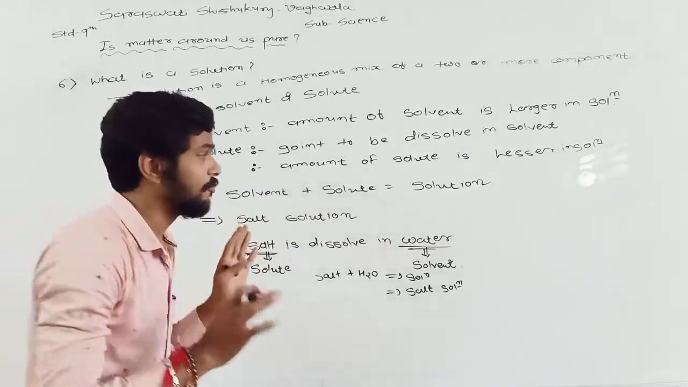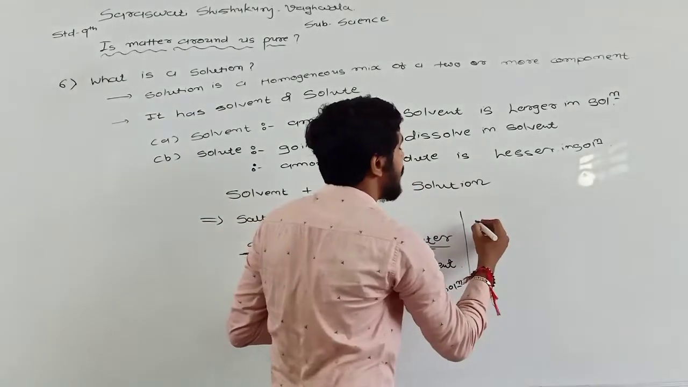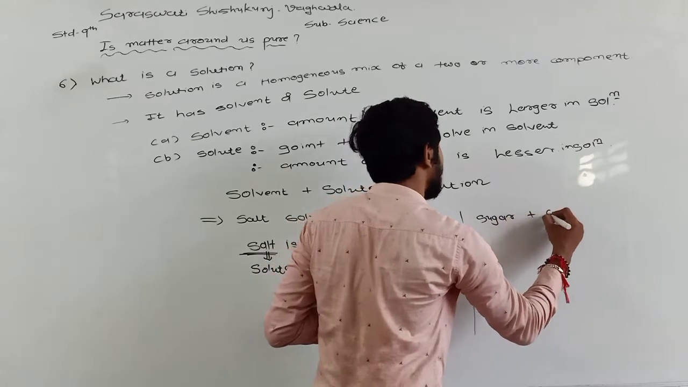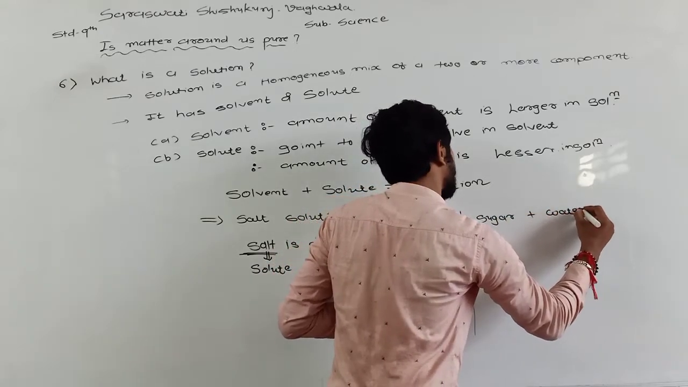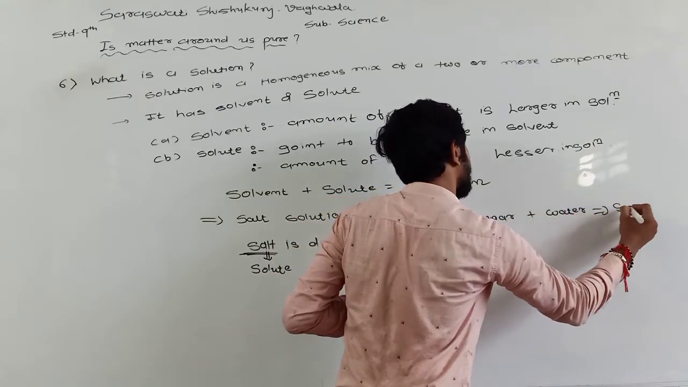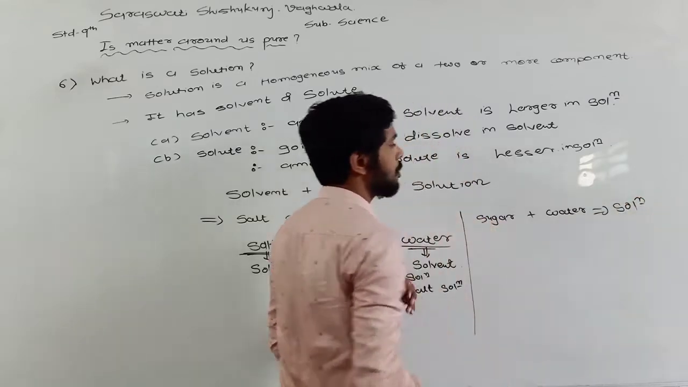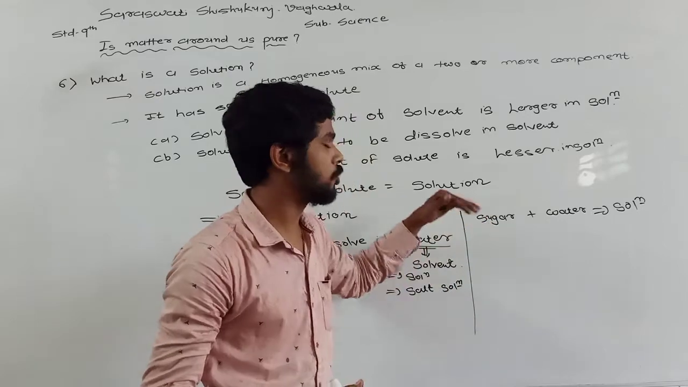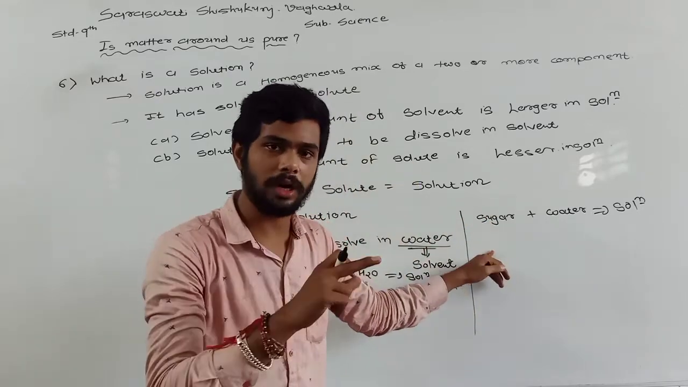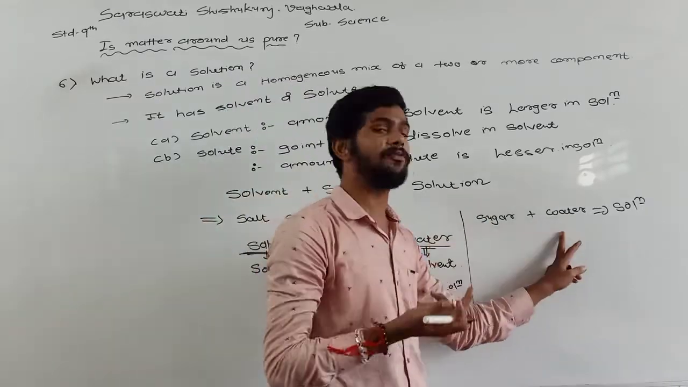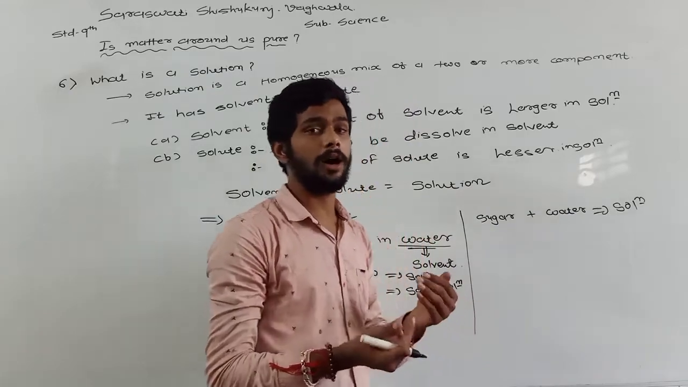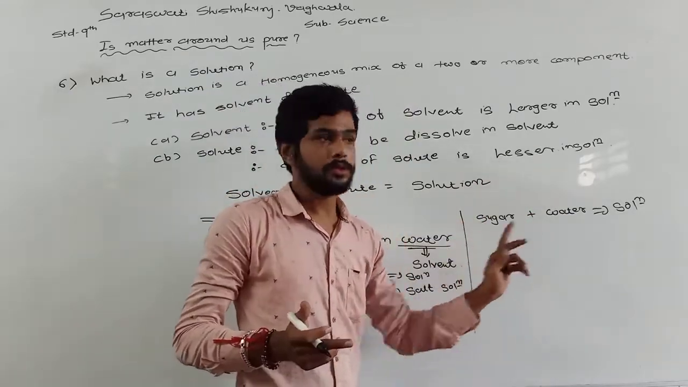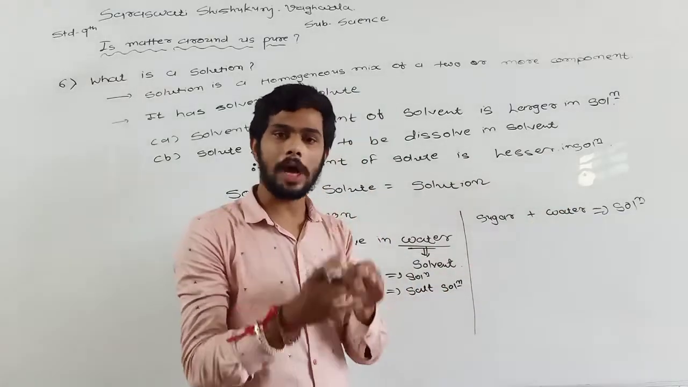Make it clear. Again, suppose our solute is sugar and solvent is water, and these two combine to make what? Solution. So we can say that the solute particle, the one that is dissolving, is sugar, while the water has the tendency to dissolve that sugar into it. So the water is the solvent.